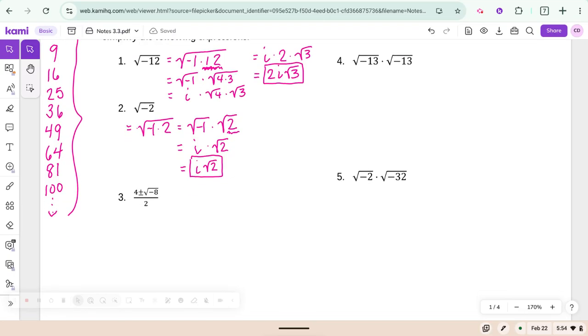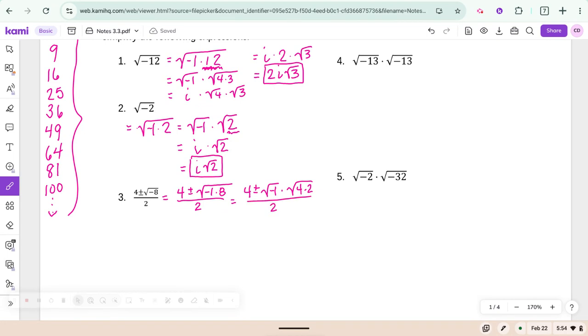Moving on to number 3, I have 4 plus or minus the square root of negative 8, divided by 2. So I'm going to focus on that square root of negative 8. Because I have the square root of a negative, I'm going to rewrite it as negative 1 times 8. Everything else I'm keeping the same. So I know I can separate the square root of negative 1 and the square root of 8. But I'm going to write 8 as 4 times 2 because the square root of 4 is a square number, and I can take the square root of 4.